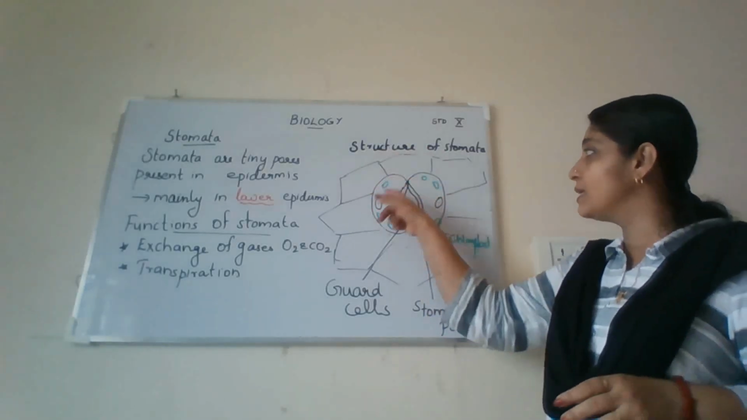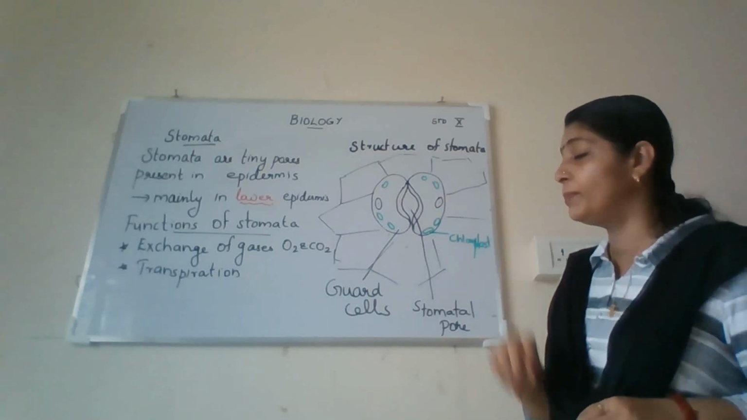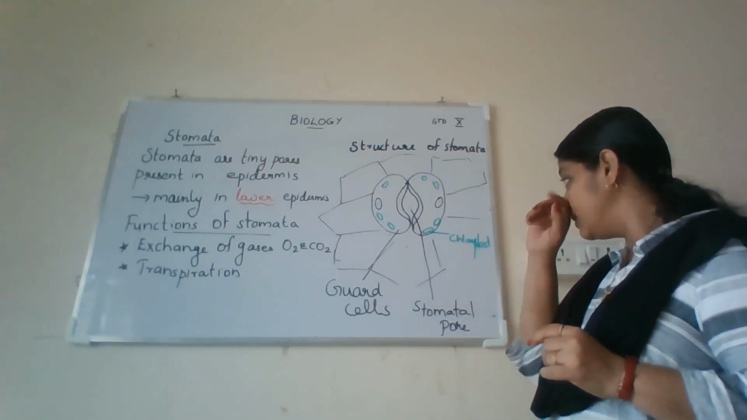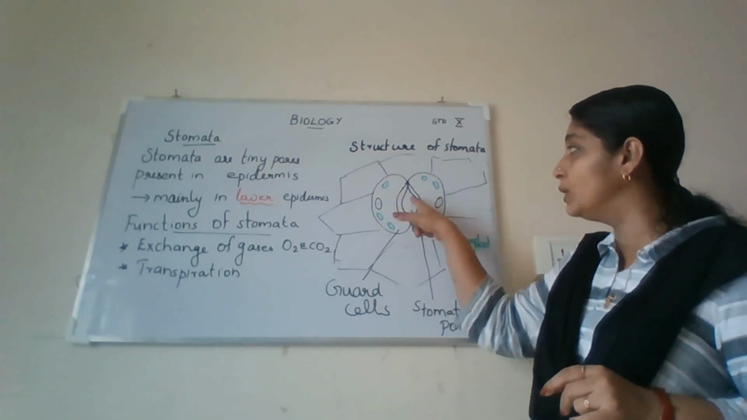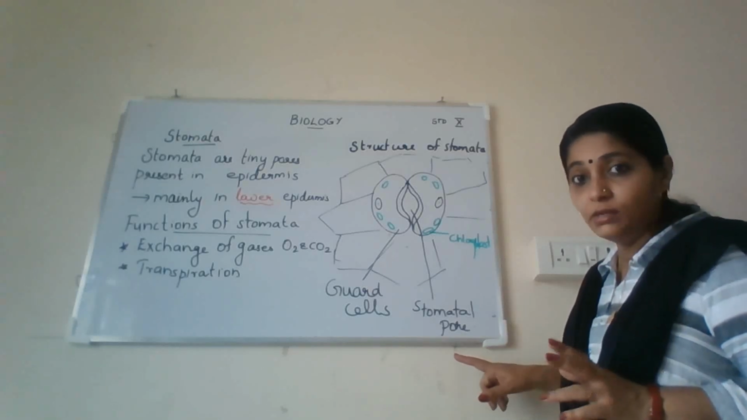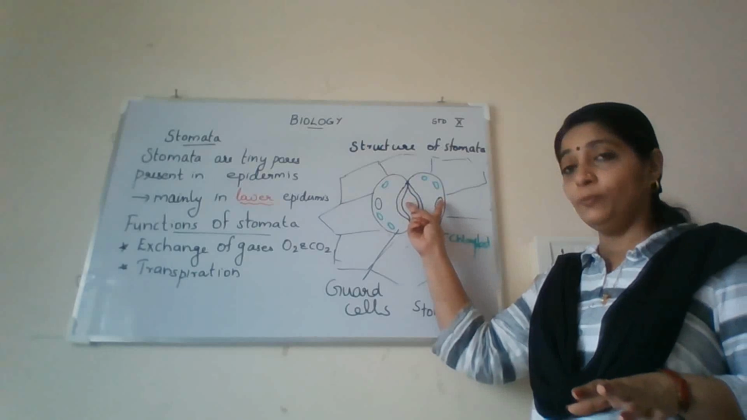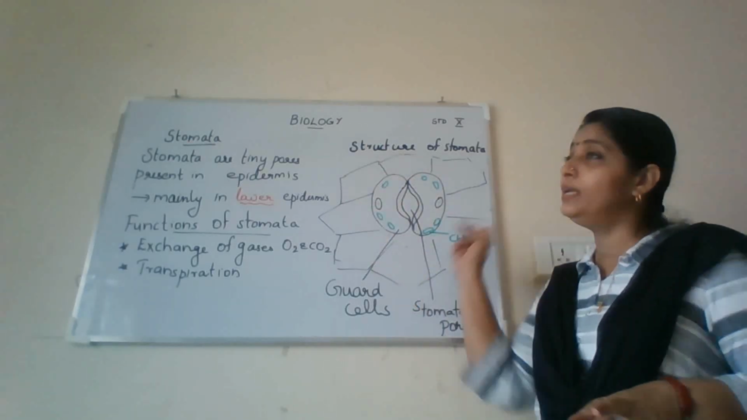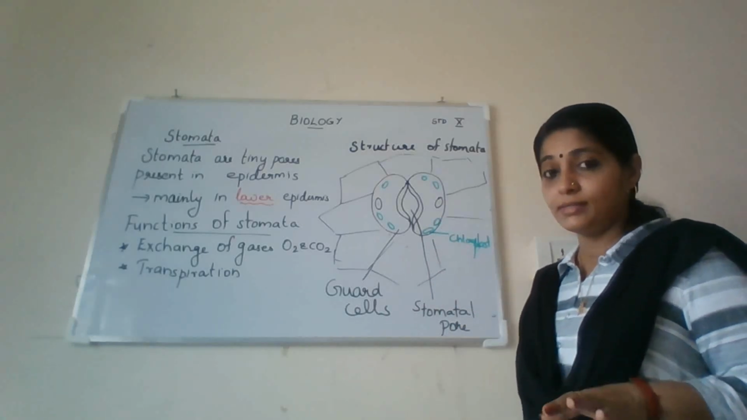Chloroplasts will be present in the guard cells, and this small opening in between the two guard cells is called the stomatal pore. That is about the structure of stomata. Stomata has two guard cells surrounded by epidermal cells, and the pore is present in between the guard cells.